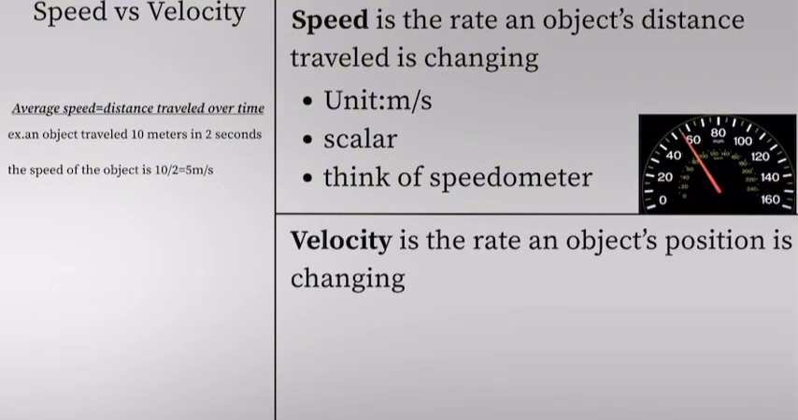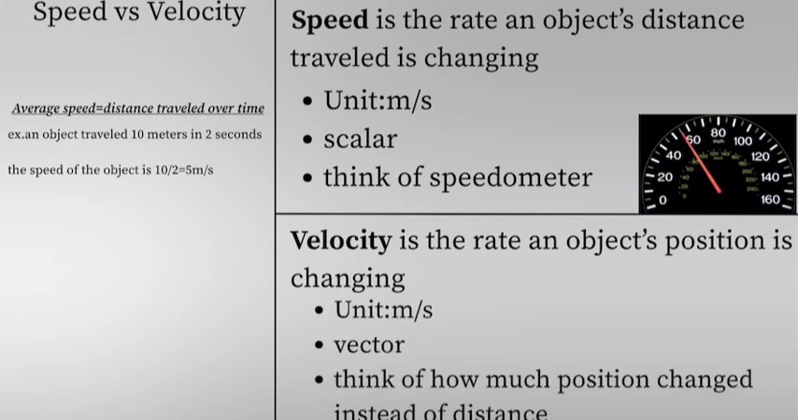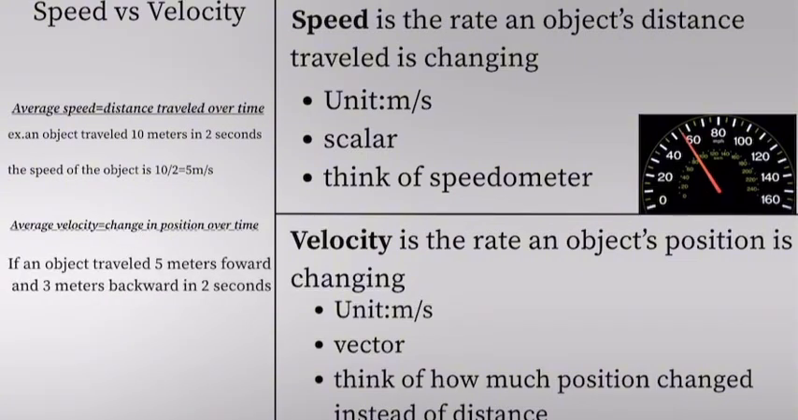It's essentially the rate an object's position is changing, or how much the position changed by each second given the total displacement. The unit of velocity is also meters per second. Since displacement is a vector, the velocity is also a vector. It could tell us to which direction an object moves. We calculate the average velocity by dividing the displacement over time. For example, if an object moved 5 meters forward and 3 meters backward in 2 seconds, the changing position is 2 meters, so as a result, the average velocity will be 1 meter per second.